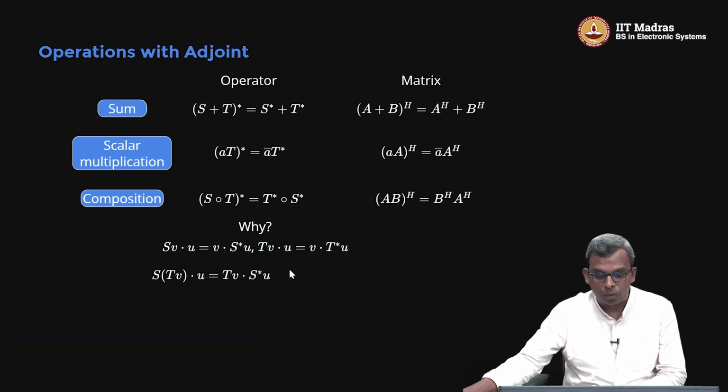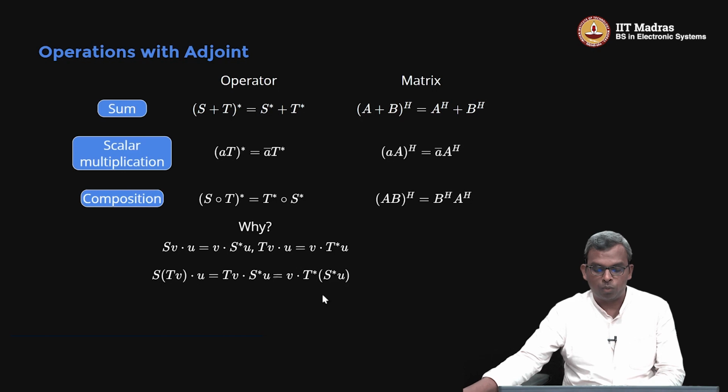Okay. So then what will happen? I will get V dot T star of S star U. Okay. So hopefully you see this, and that is clearly proof that S composed with T V dot U is V dot T star composed with S star U. So it happens in the other way around. Okay. So this reversal happens in the composition or the matrix multiplication. Keep this rule in mind, it's a little bit important.